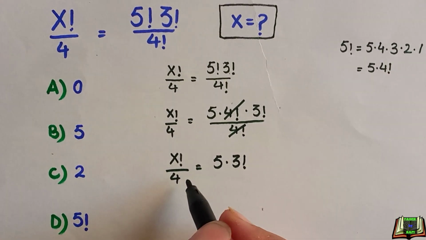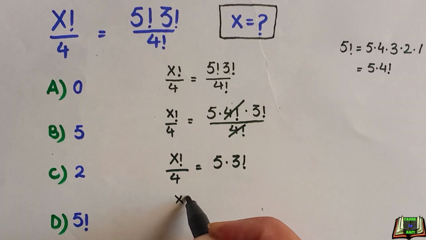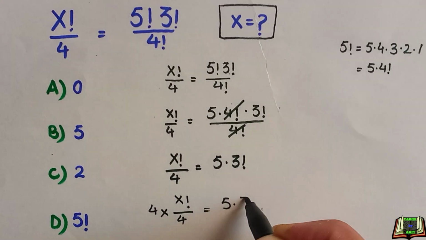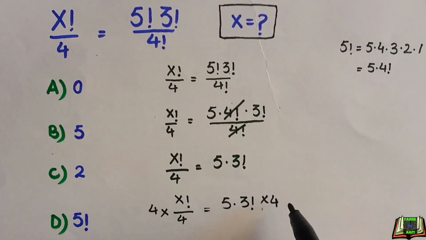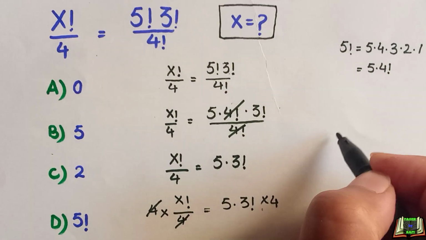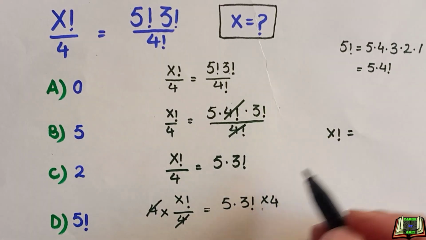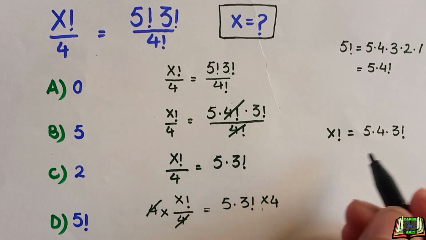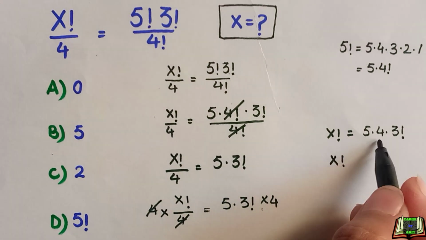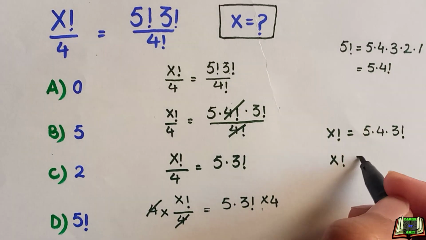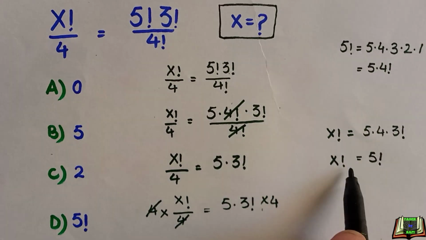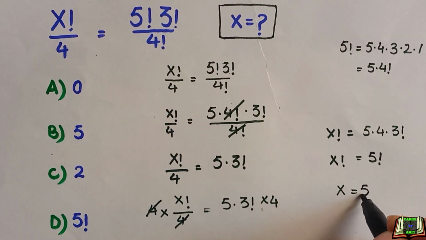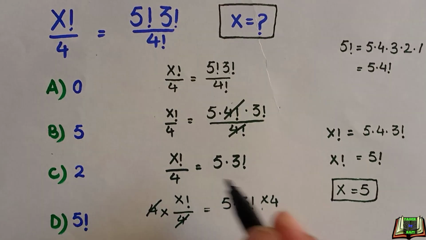In the next step, we will multiply both sides by 4. So this and this cancel out, and x factorial is equal to 5 times 4 times 3 factorial. And we can see that this is all equal to 5 factorial. Since x factorial is equal to 5 factorial and we have to find the x, so x is equal to 5. Option B is the correct option.